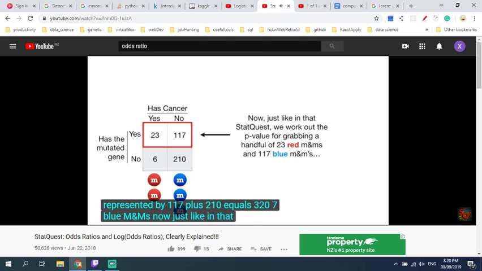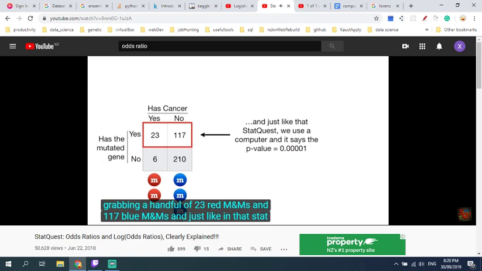Now, just like in that StatQuest, we work out the p-value for grabbing a handful of 23 red M&Ms and 117 blue M&Ms. And just like in that StatQuest, we use a computer and it says the p-value equals 0.00001. Another small bam.